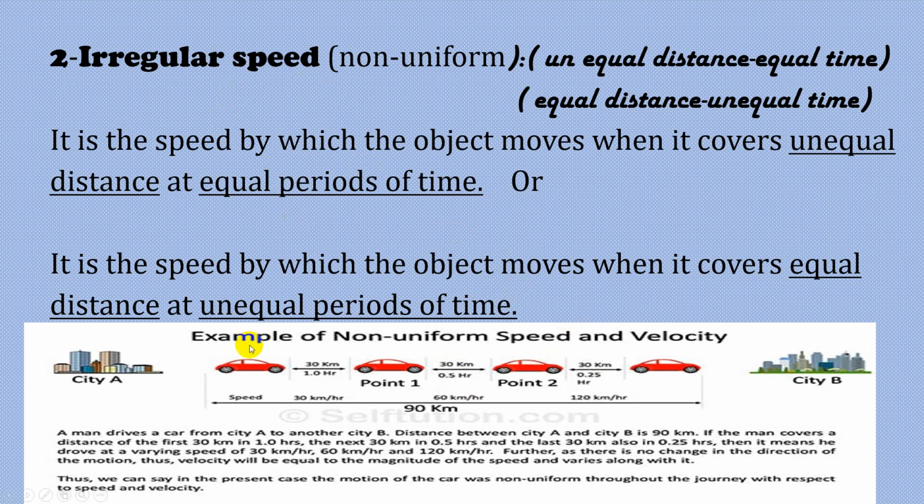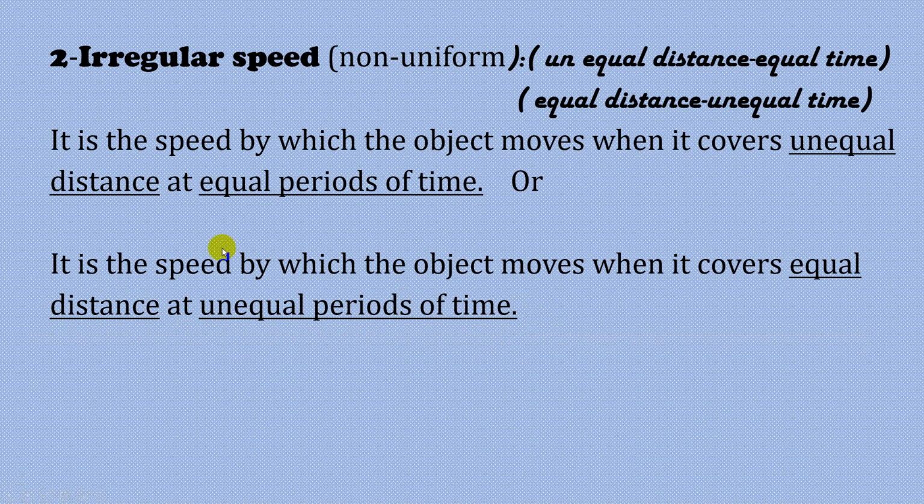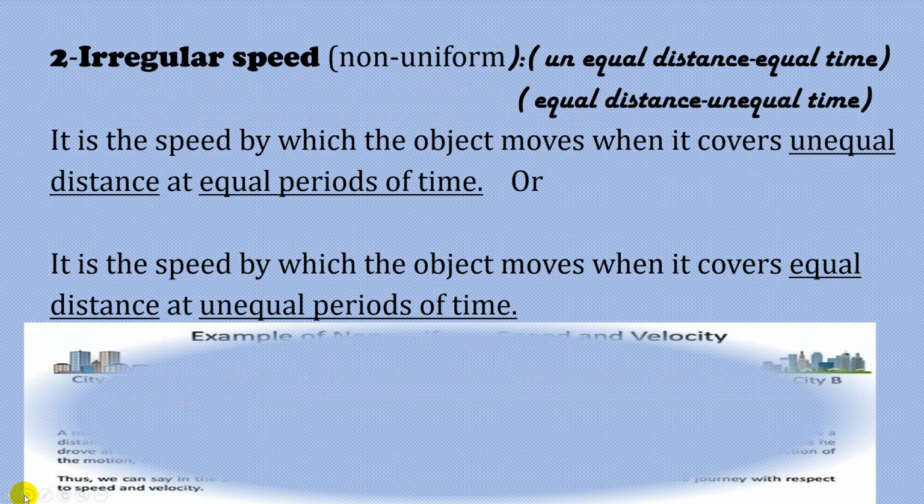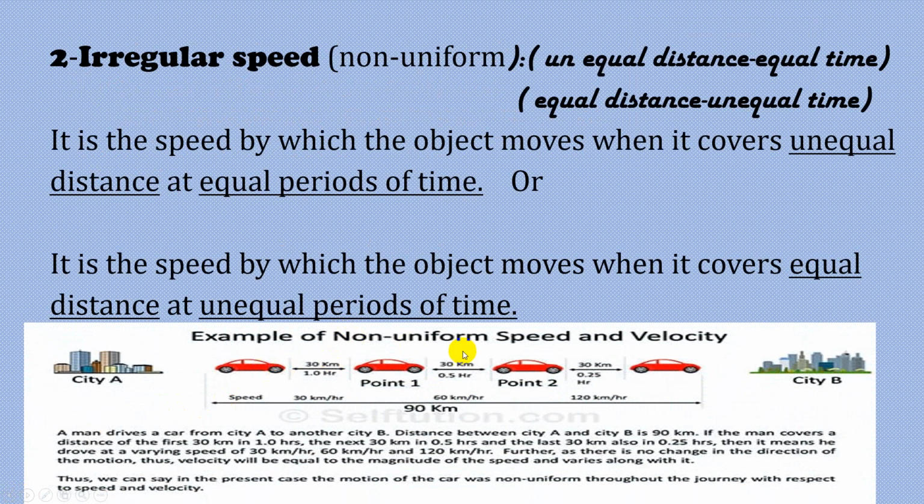It's the speed where an object covers unequal distance in equal time, or it's the speed where the object covers equal distance in unequal time. So how many kinds of speed did we discuss here? Number one, the first type is called regular speed. It's the speed in which the body covers equal distance in equal intervals of time. And the other one is the speed where the body covers equal distance but in unequal time, or we can reverse it: equal time in unequal distance.